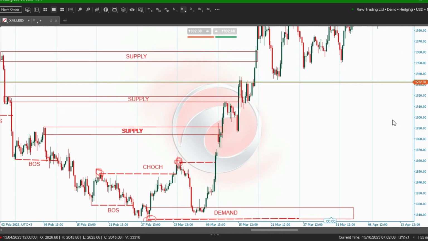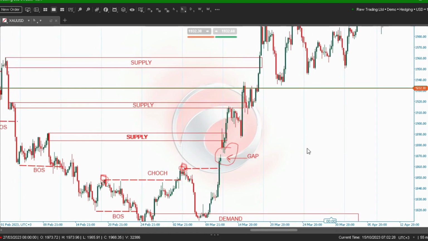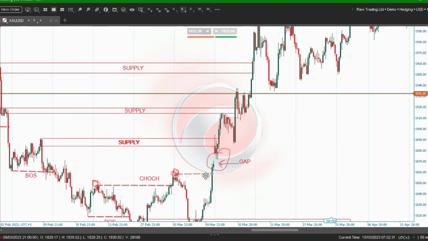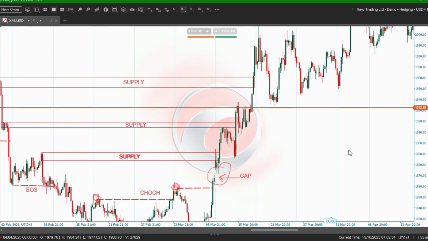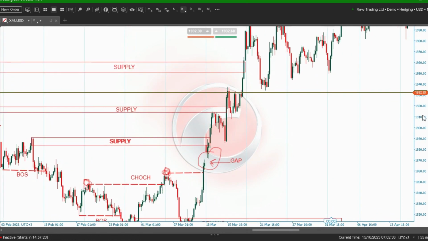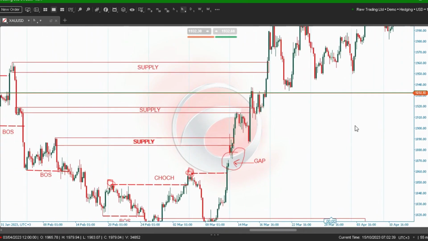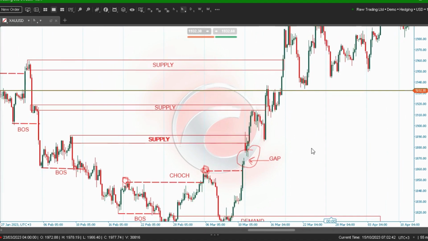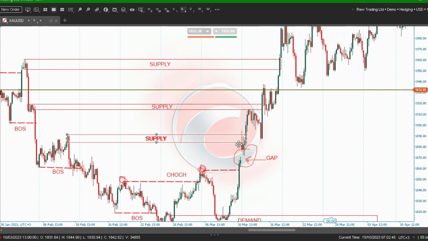In this level here, we can see there was an imbalance. There was a gap. This we call a gap. And when a gap is created, that shows us that there is a lot of buying pressure or selling pressure, depending on how the gap was created. If this is an uptrend, this is buying pressure, which was much more than the selling pressure. Alright? Okay. Now, let us see how the market was reacting to these supply zones.